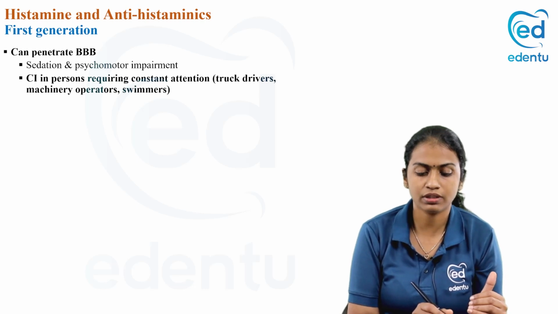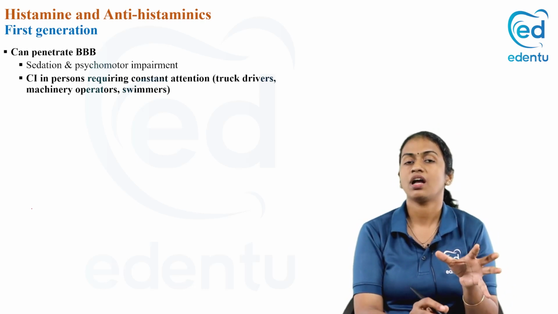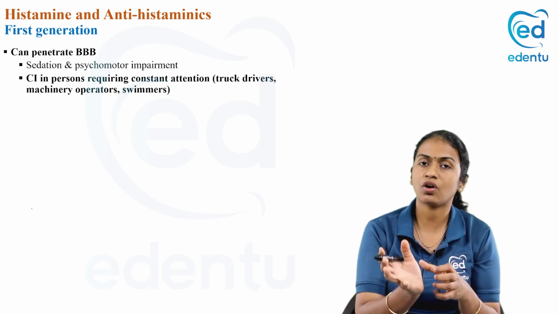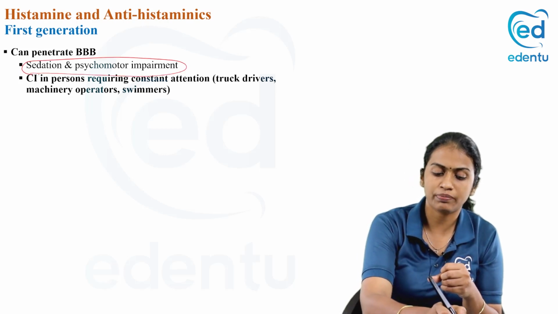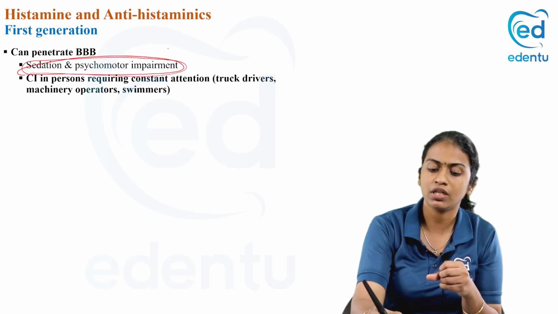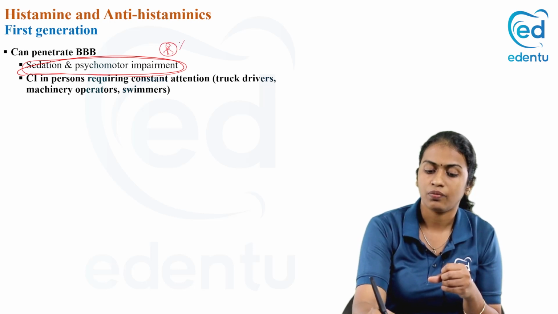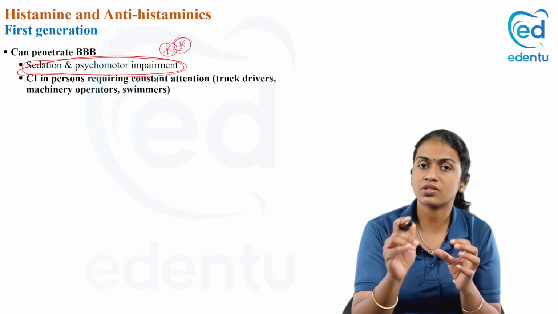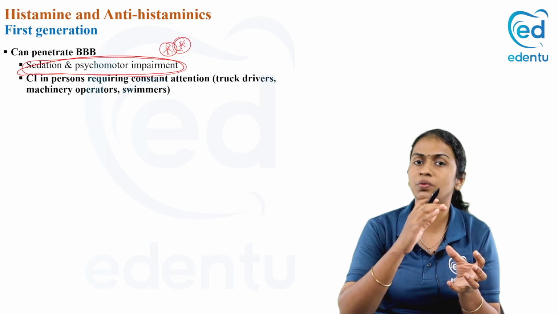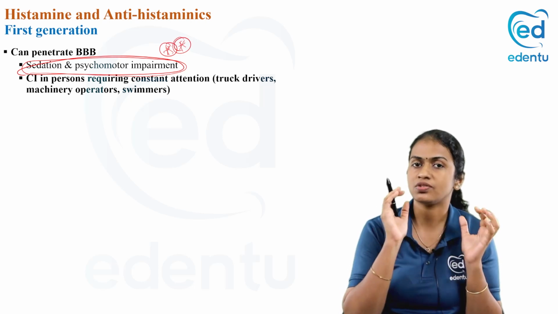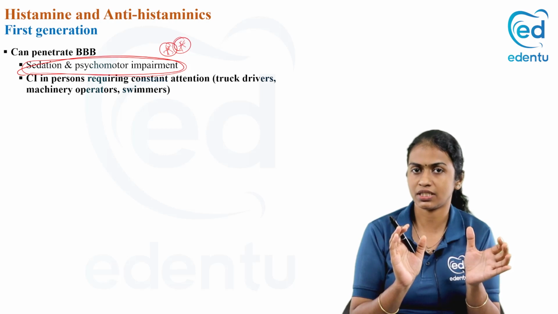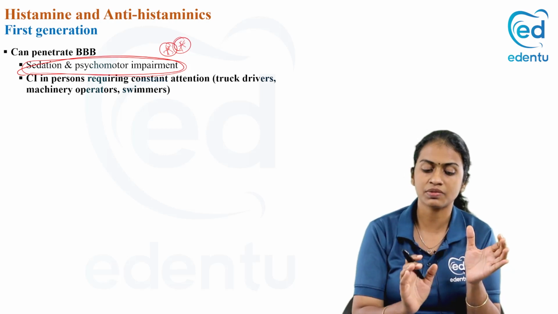What was the problem with first generation antihistamines? First generation antihistamines can cross the blood-brain barrier. The sedation and psychomotor impairment is the main problem with the first generation. Based on the sedation, they are divided into highly sedative, moderately sedative, and mild sedative. So sedation is the main problem of H1 antihistamines, the first generation antihistamines.